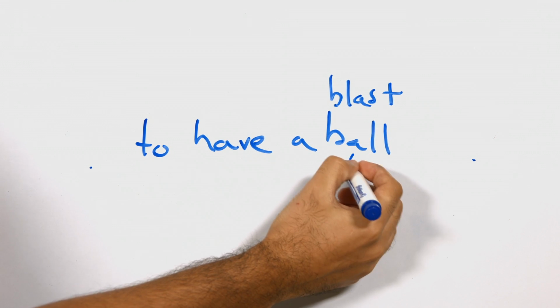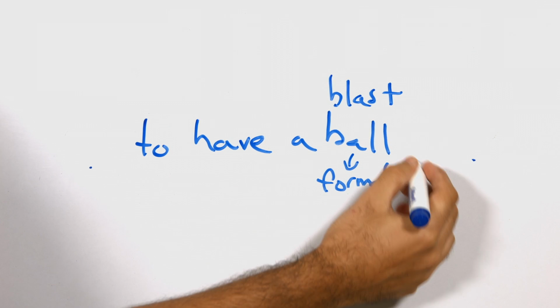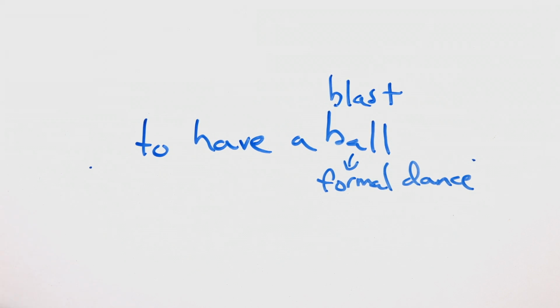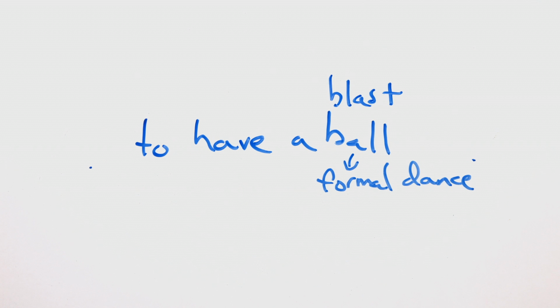But a ball is a formal dance. When you have a dance at the end of your school years, like graduation, this is a ball. It's a formal dance. Okay guys, so when you're having a nice time, you're out with friends and you want to tell them that you're having a nice time, tell them that you're having a ball. This might surprise them with your use of an expression. All right? You have a nice day, guys, and keep having a ball.